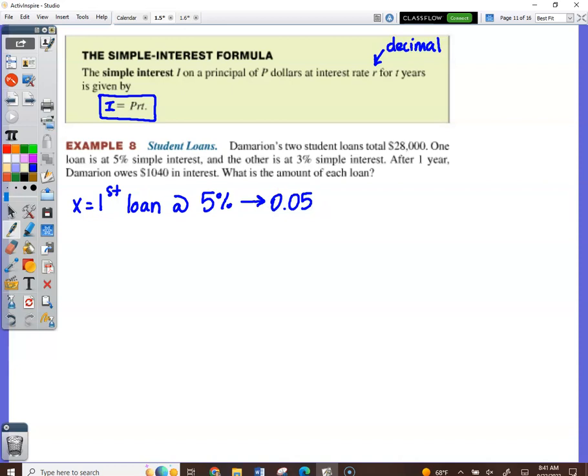I'm going to let Y be the second loan. 3%, and that's 0.03. I'm going to go back to my problem and see if they gave me the time. It said right here T is 1 year.